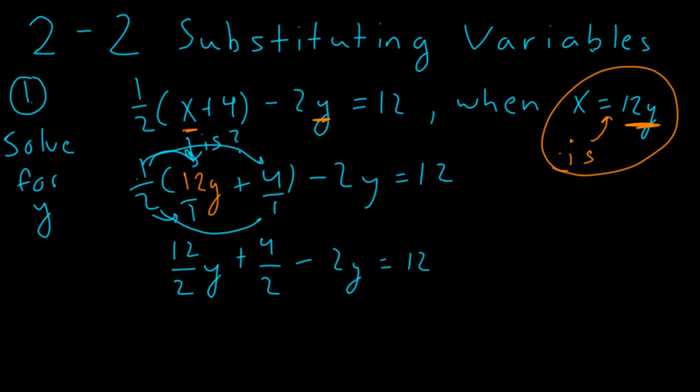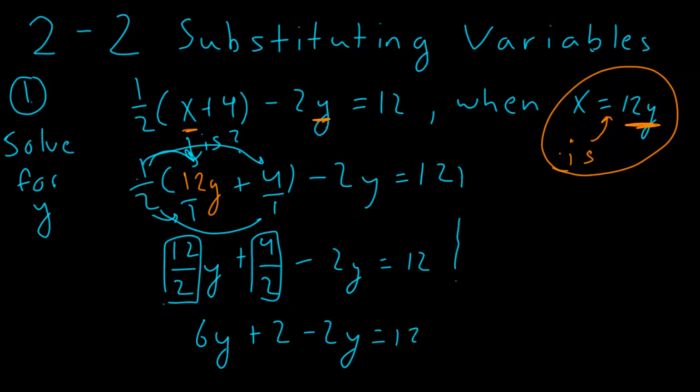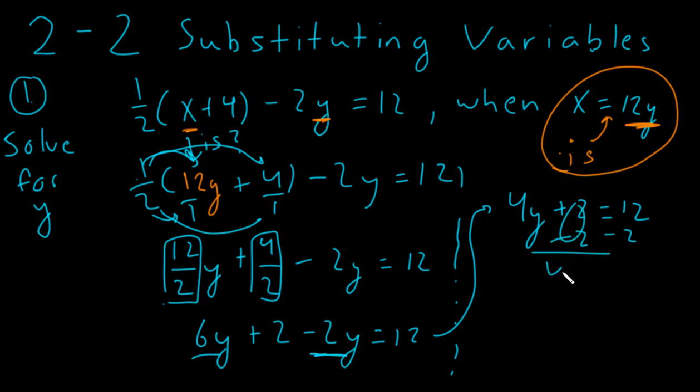Now let's go ahead and simplify my fractions. I know that 12 over 2 becomes 6y plus, and 4 over 2 becomes 2 minus 2y equals 12. Let's do a little division here. And wait a second, I've got a 6y and I've got a negative 2y. Well, what's 6y minus 2y? Well, that's going to be 4y plus 2 is equal to 12. And now we have a very simple equation which you should be able to solve like the back of your hand. We have 4y is equal to 12 minus 2, which is 10. We divide both sides by 4.